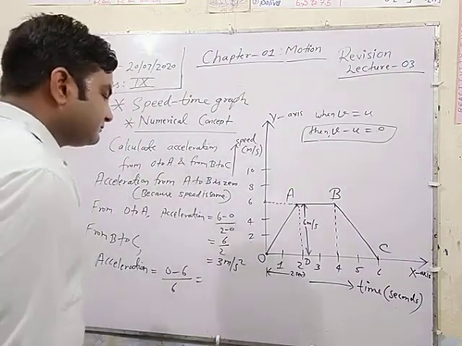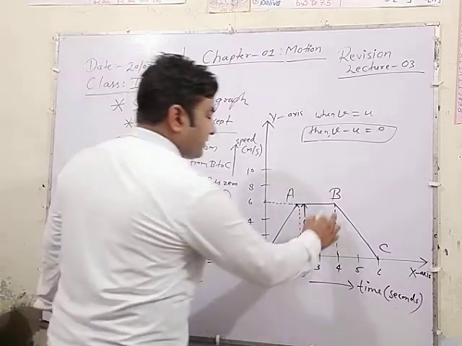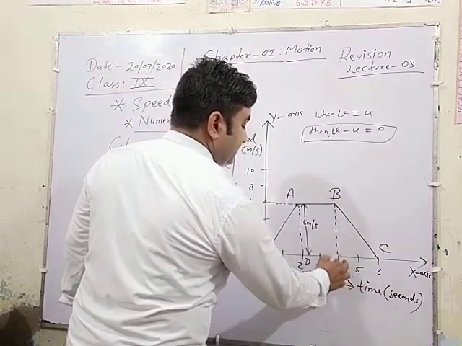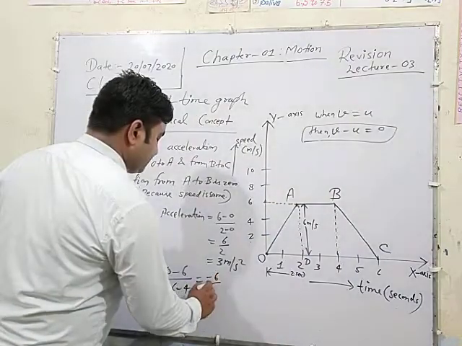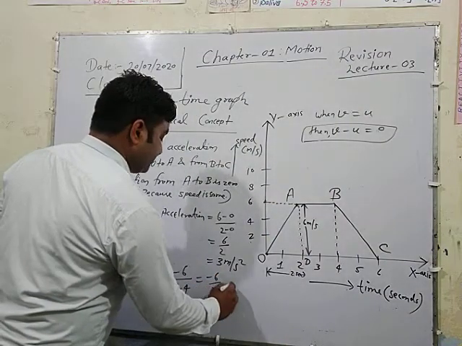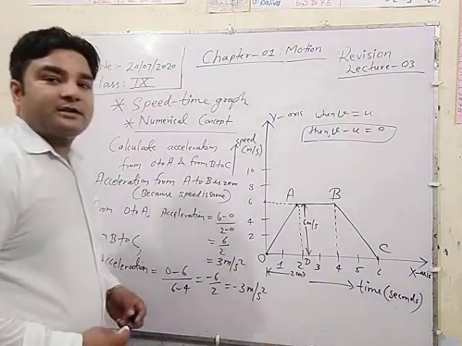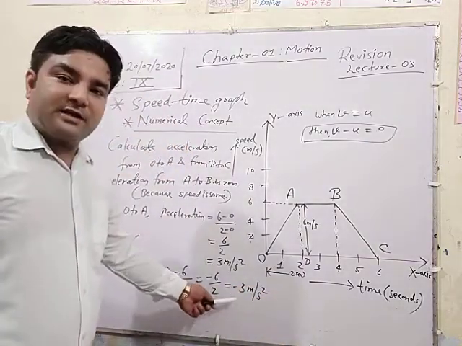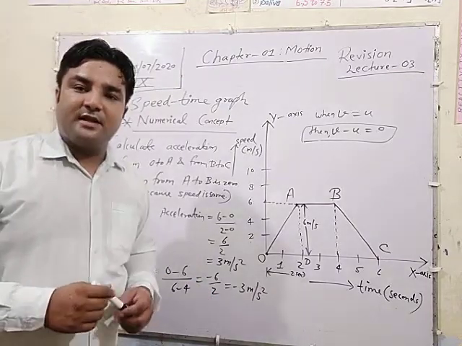Not 6 minus 0. From B to C, this is 6 and at this one at point 4. 6 minus 4. So minus 6 upon 2, that is equal to what? Minus 3 meter per second square. It means here negative value means what? The concept of negative value always representing retardation.